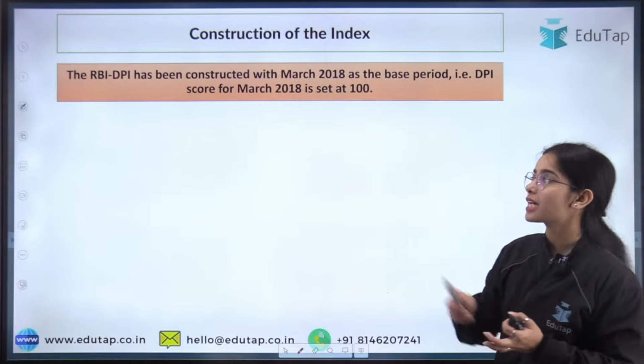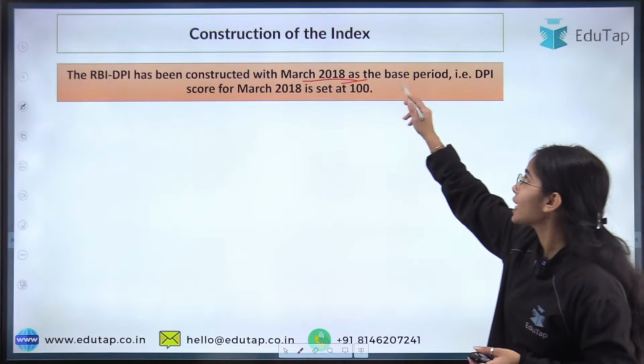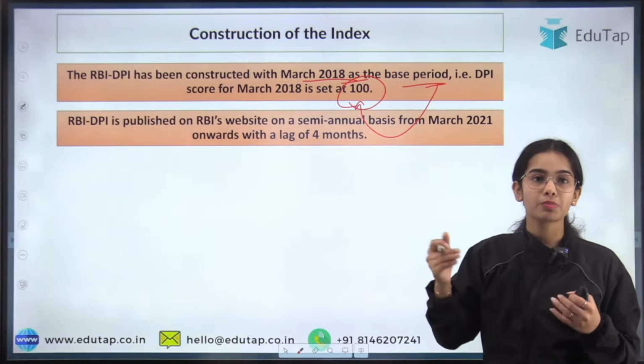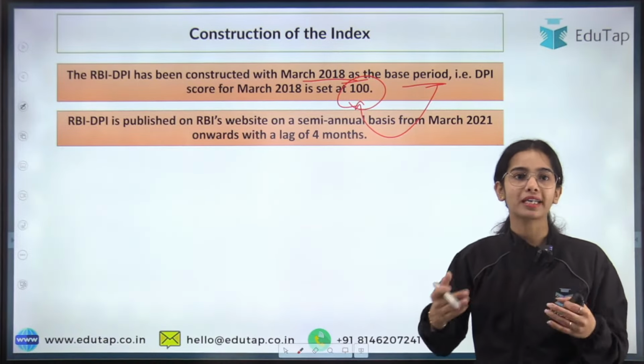Now RBI DPI has been constructed with March 2018 as the base year, and its value is taken at 100. RBI DPI is published on a semi-annual basis, on a biannual basis.